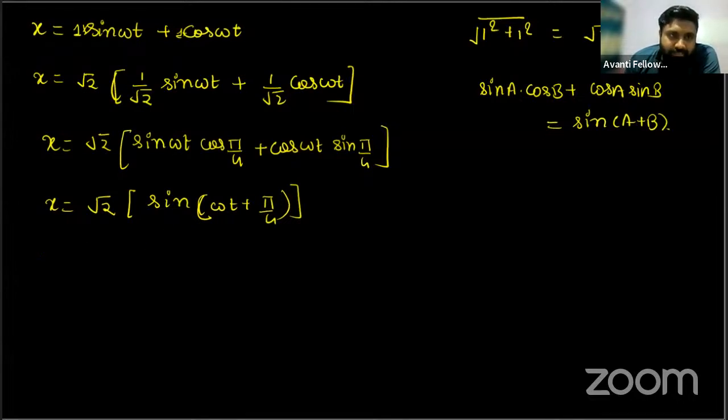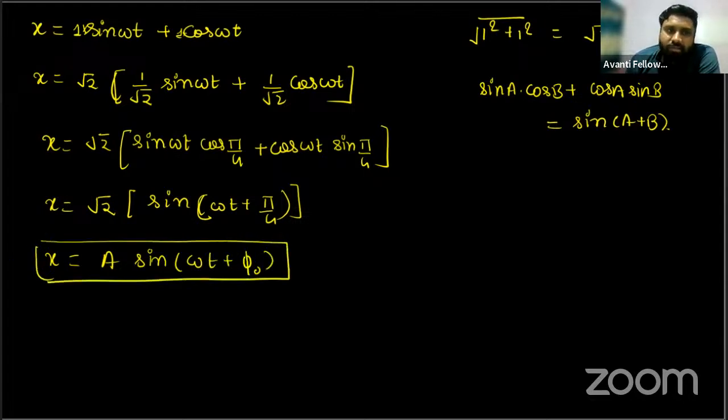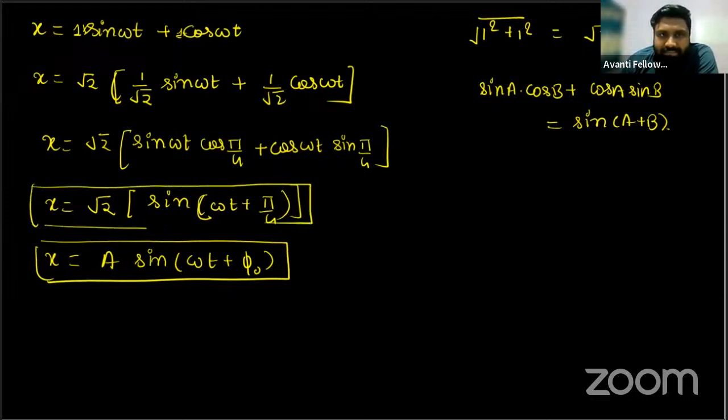Now you can match this profile with x equals A sine omega t plus phi naught. If you compare with this equation, you will get the amplitude, and you get the phi naught also. So this equation itself represents the SHM. This is how you can find out the time period and the amplitude of this system.